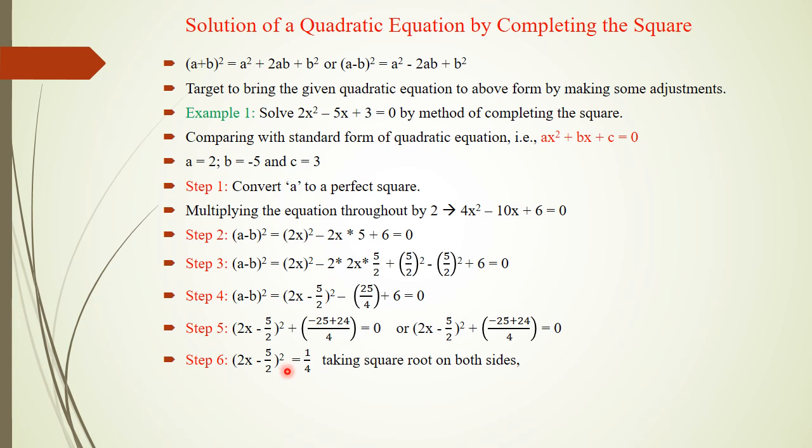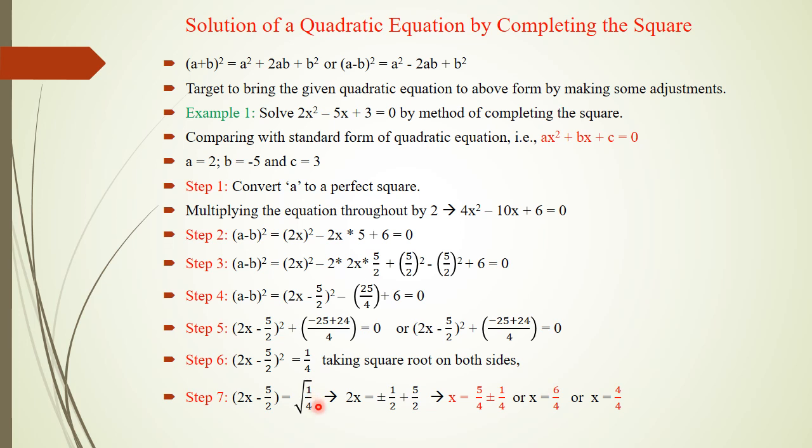BODMAS rule says first I have to solve the bracket, then order, then division, multiplication, addition, then subtraction. So if I want to go in reverse of that rule, I'll have to first get rid of this order term here. For that, what I can do is take the square root on both sides. When I do that, the square root and square get cancelled. Therefore, 2x - 5/2 is equal to the square root of 1/4.